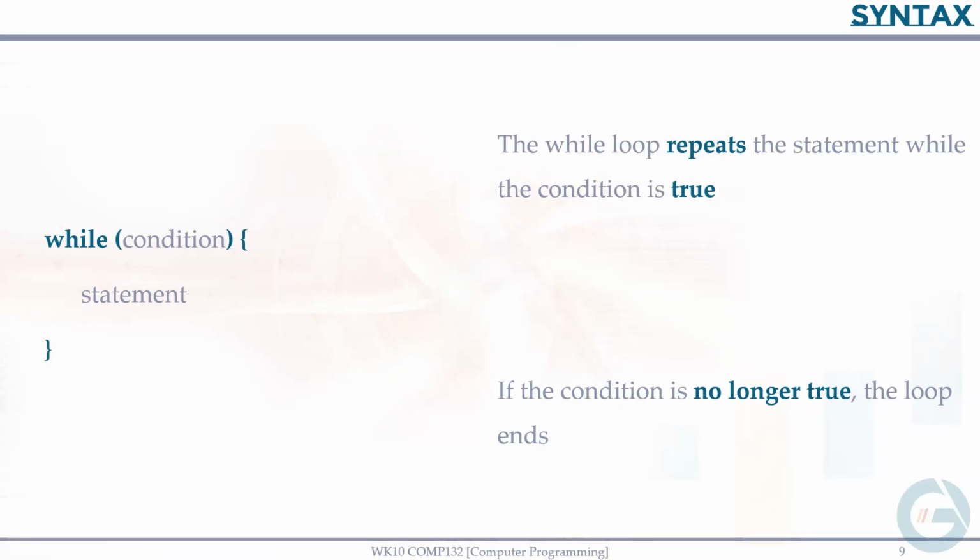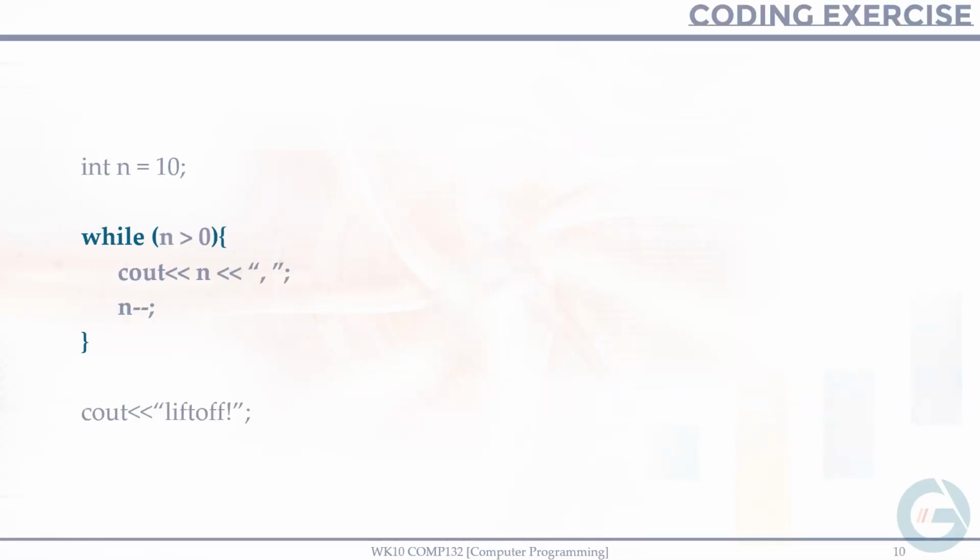So let's have an example to understand it more clearly. We have here a simple code. We have an integer n with the initial value of 10, and we are going to analyze what this while loop does. The condition for this while loop is n greater than 0. You will answer that with either true or false. If that is true, it will execute the two statements inside the body.